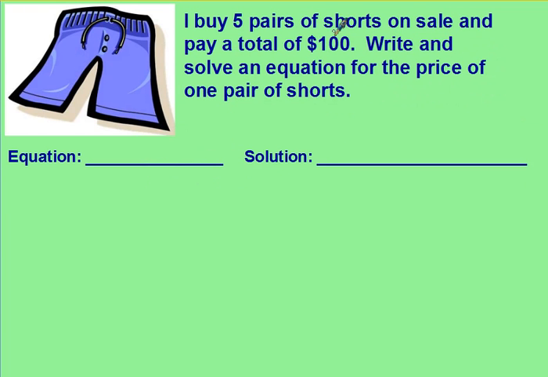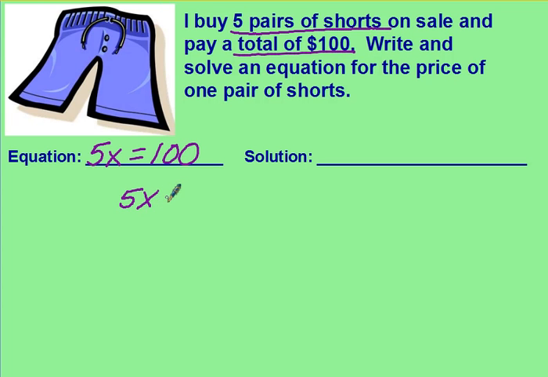I buy 5 pairs of shorts on sale and pay a total of $100. Write and solve an equation for the price of 1 pair of shorts. So we know 5 times something. Let's make it X. So 5X equals 100. So 5 times 1 pair equals $100. So let's bring it down and solve for it.